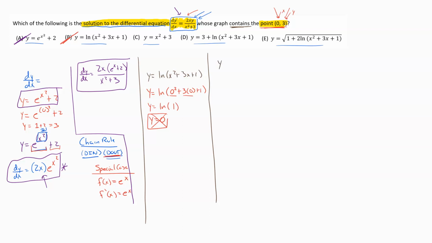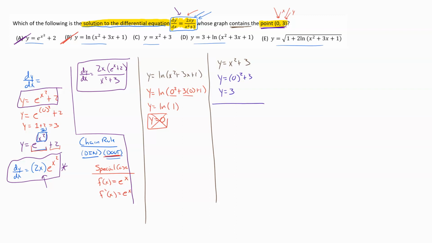So we start off with C and we get y equals x squared plus 3. Go through our process. Let's go ahead and plug in 0 for x and see if we get out 3 for our answer. So we get y equals 0 squared plus 3. So y equals 3. Okay, so check. We have this point on our graph. So we know that it contains that point.